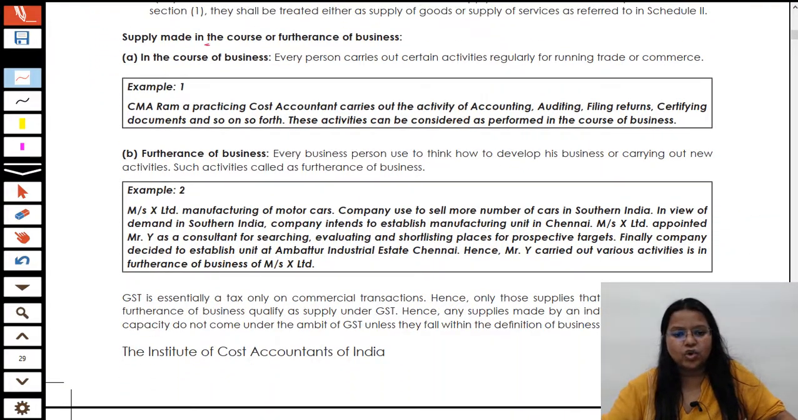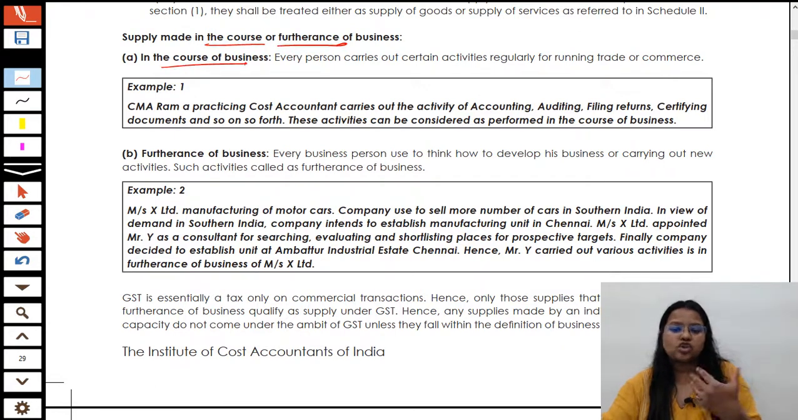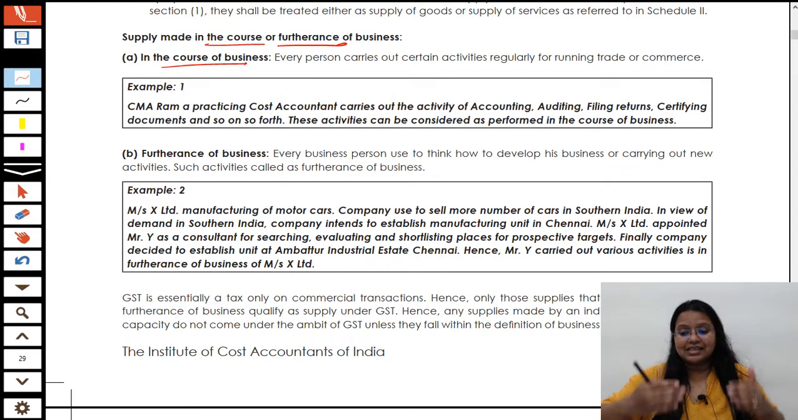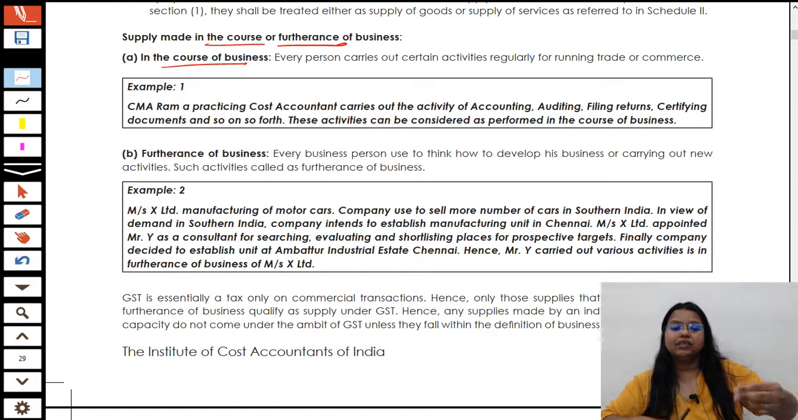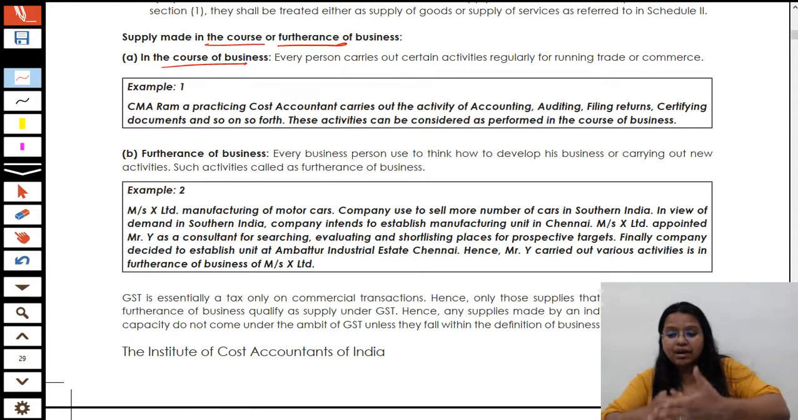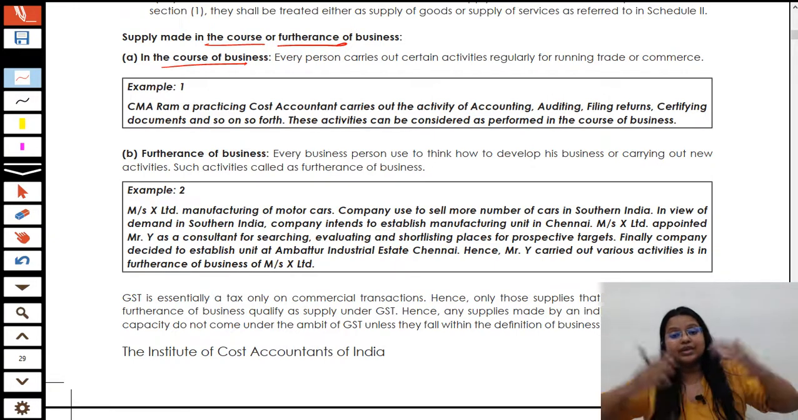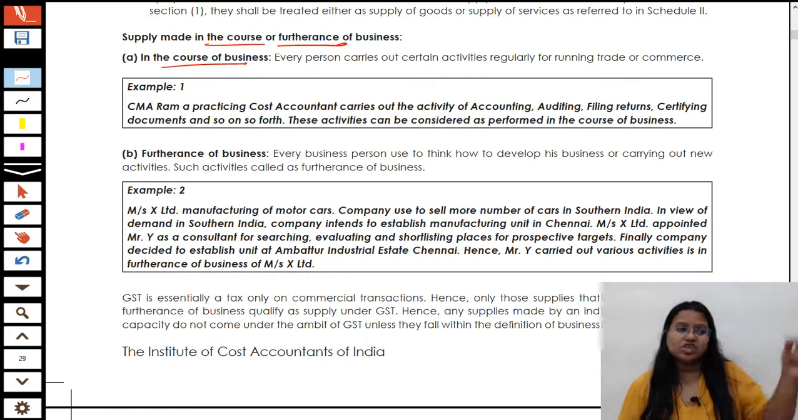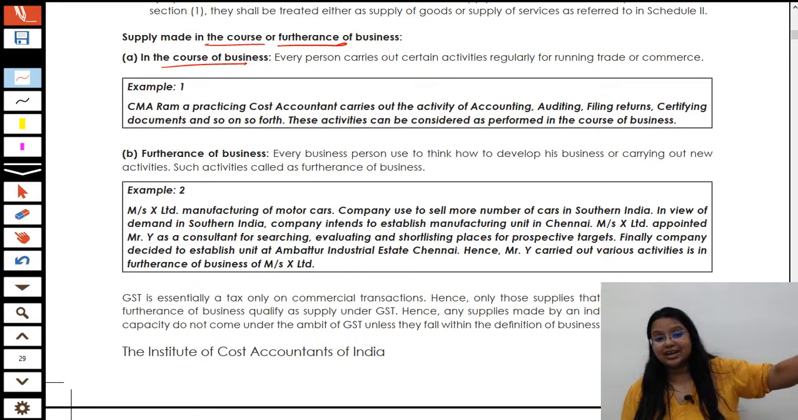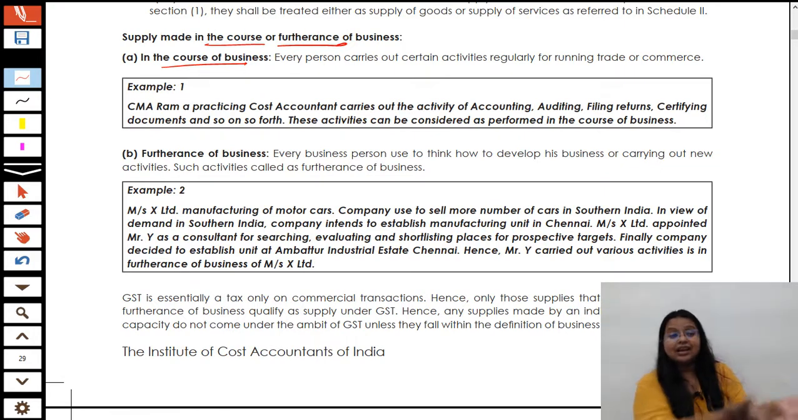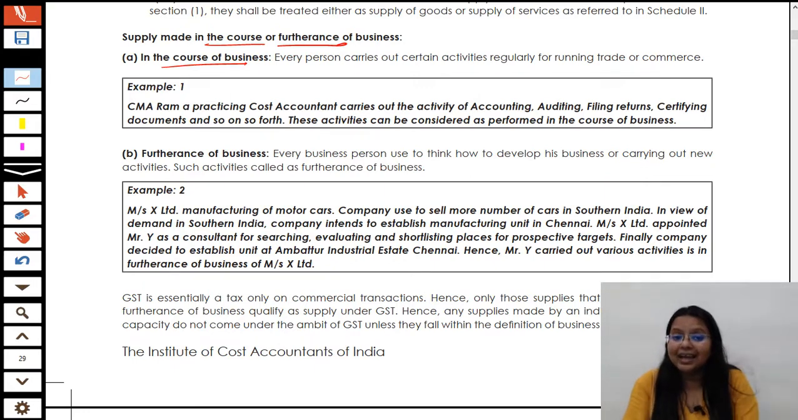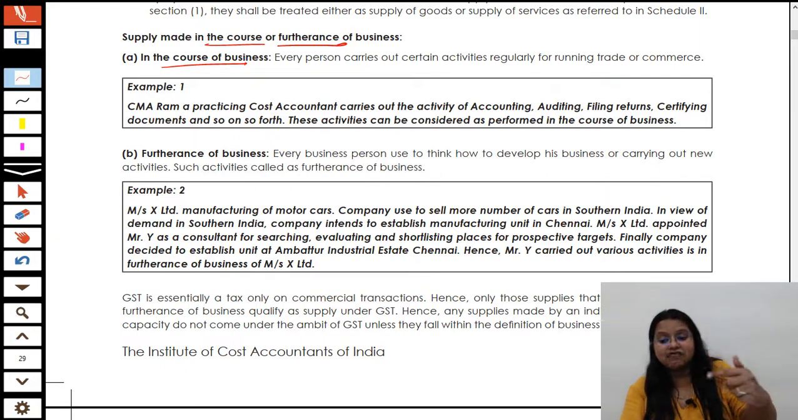next is supply made in the course of furtherance of business. I have already told you that in the course of business means when they carry out certain activities regularly, which is regular activity for running the trade or commerce. And in the furtherance of business means, for example, students, if a person wants to grow their business in South India also, and they say to a person, just please find out the opportunities there. So when they give fees to another person, that is, they are receiving services, there is an inward supply of service from another person for evaluating the project. It means they are receiving those services in the furtherance of business.